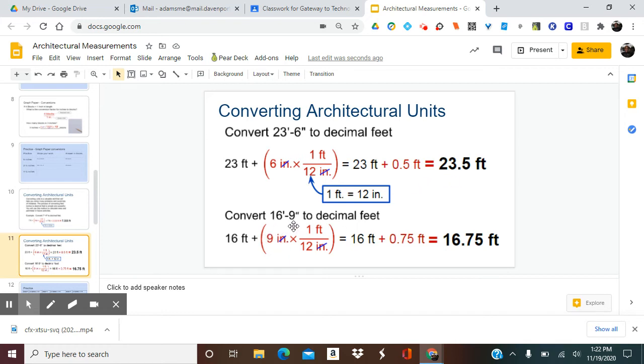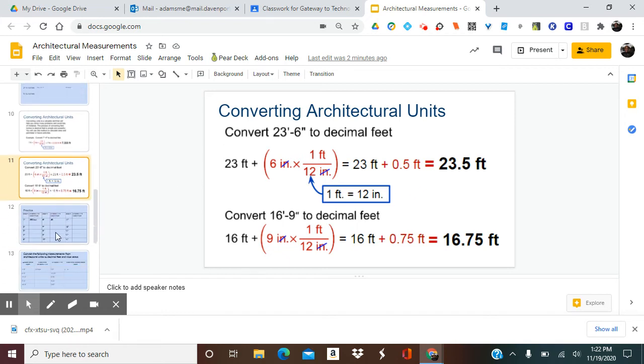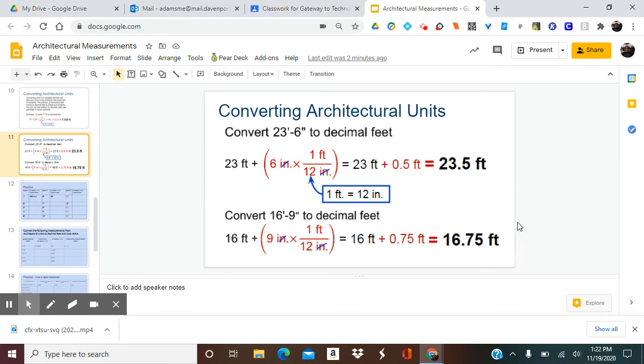Converting 6 feet 9 inches to decimal feet. Okay, 6 feet is always your whole number. 9 divided by 12. Okay, that's going to be 0.75. This is 3/4 of an inch, 0.75. This is a half an inch, okay, 0.5. 1/4 of an inch is 0.25. All right, makes sense? There's a pattern there. All right, so then you're labeling it with feet, always with feet.